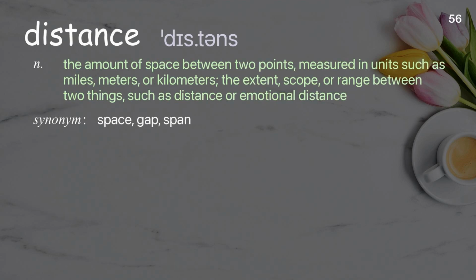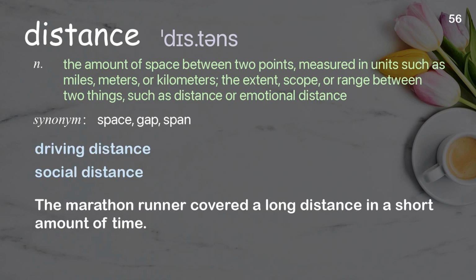Distance. The amount of space between two points, measured in units such as miles, meters, or kilometers, the extent, scope, or range between two things, such as distance or emotional distance. Examples: Driving distance. Social distance. The marathon runner covered a long distance in a short amount of time.